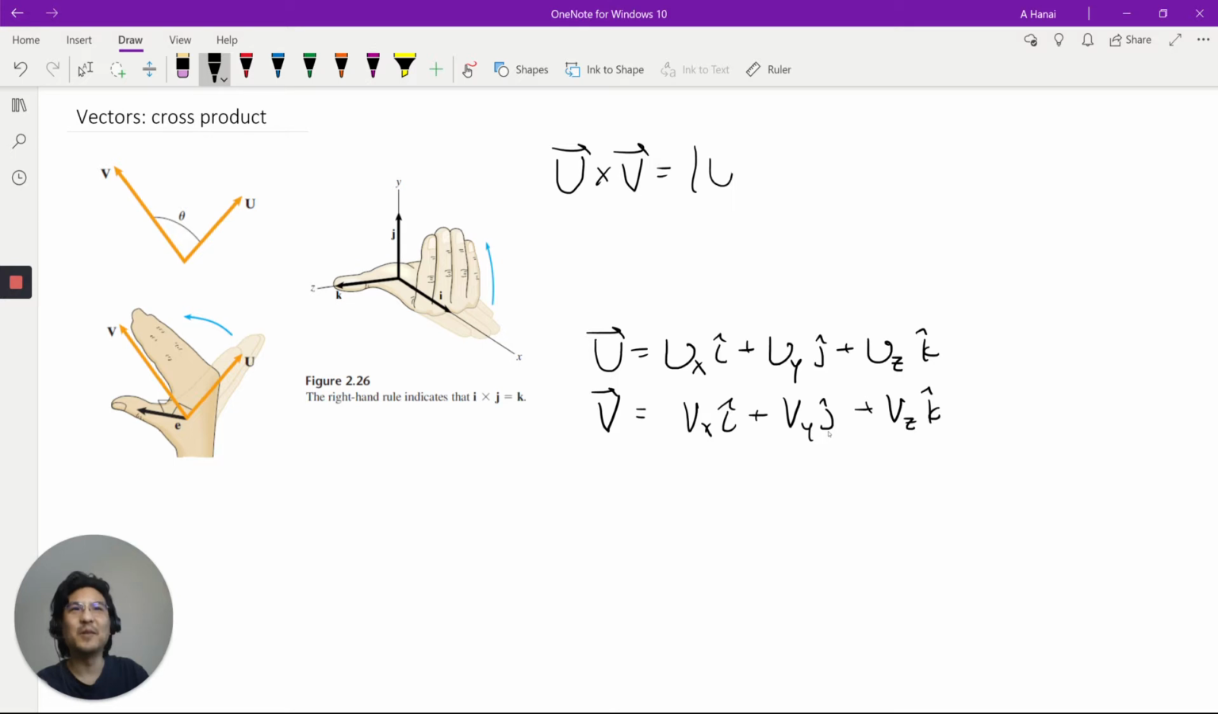the magnitude of the first one times the magnitude of the second one times sine of the angle between them. This is still just a scalar, but the cross product gives you a vector. It's also called the vector product. So vector cross vector gives you another vector. So we need a unit vector to denote that direction, and this is according to the right-hand rule.